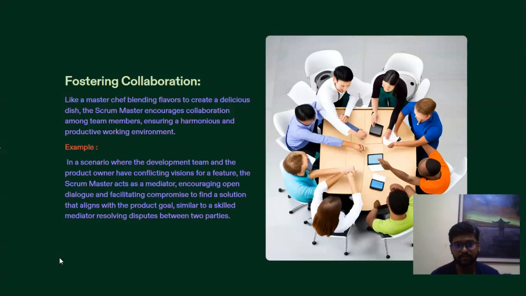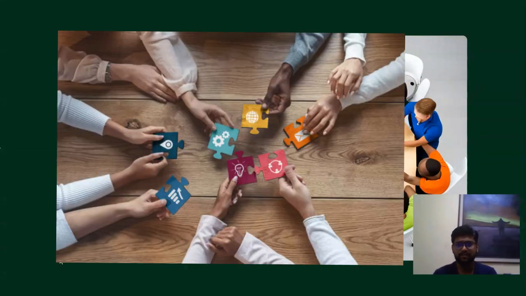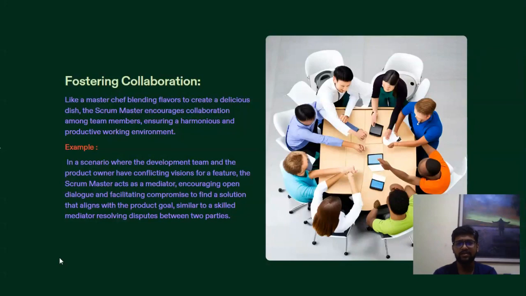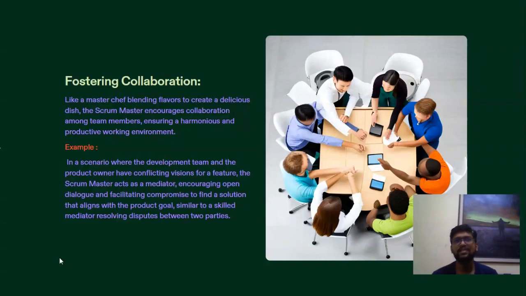productive in nature. I would like to give you one example which happens on a day to day basis in a Scrum environment, where the vision of the product owner and the development team is quite conflicting. The Scrum Master is required to act like a mediator, encouraging open dialogue and facilitating compromise to find the solution that aligns with the product goal. So, what is your goal? Let's say there is a conflict between the product owner and the team members. What is your goal in that case? You require to act like a mediator.